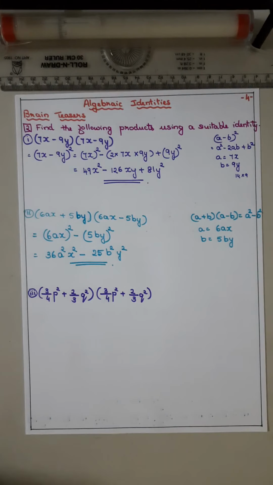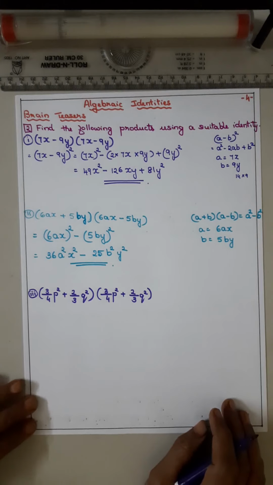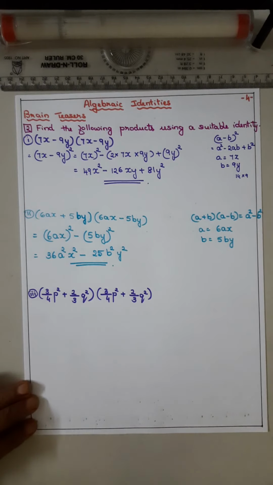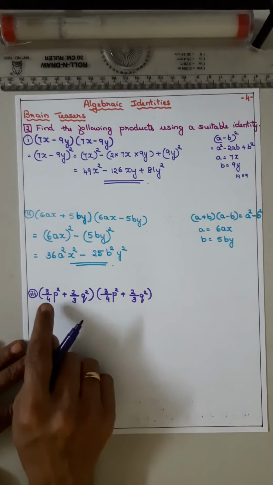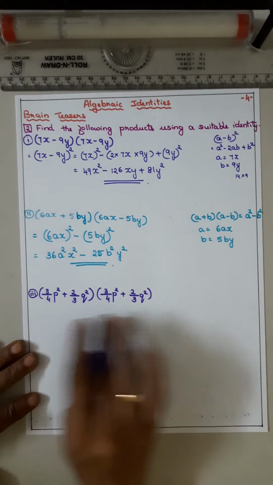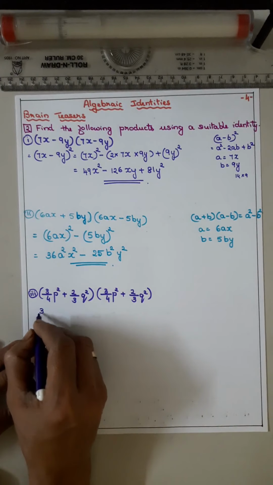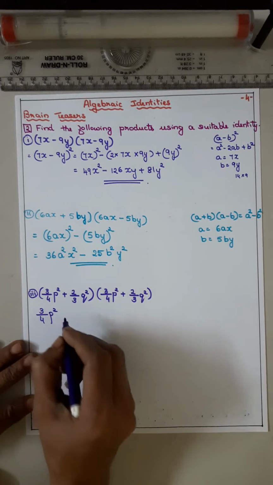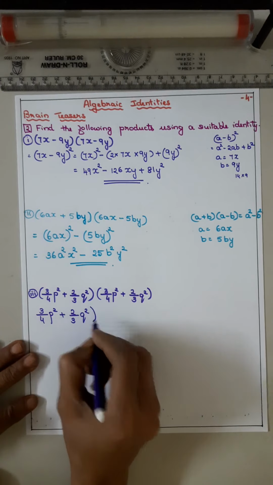Now coming to the third sum. These are direct questions. See, only the first question is a little bit confusing. We have to think, understand the question properly, but here it is identify the identity, then straight away put the values. Now the question is 3 by 4 p squared plus 2 by 3 q squared. Here also it is same, means which you have to write it twice, isn't it? That means 3 by 4 p squared plus 2 by 3 q squared the whole square.